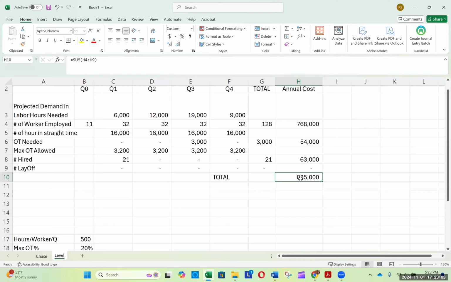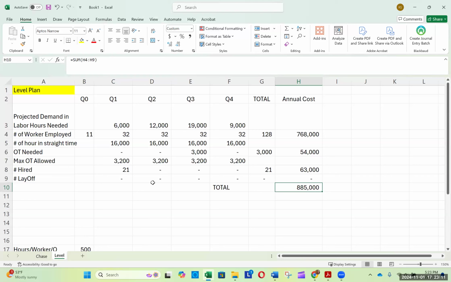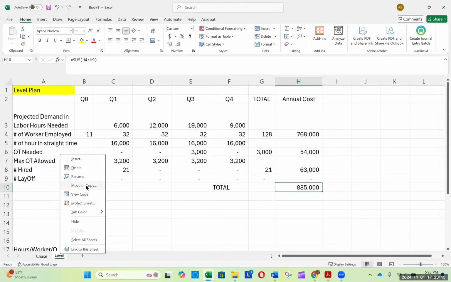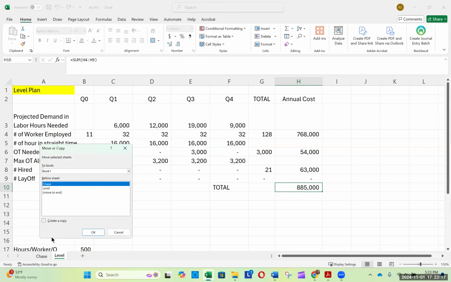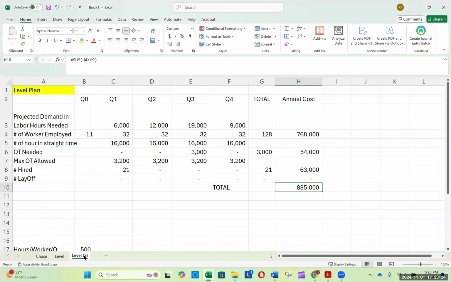Now, they also want us to do the chase. Okay, how many, you're constantly hiring and firing workers. Well, if you have the formula here correctly, I'm going to just copy this and create a copy, move to the end. Okay, and I'm going to call it not level, but I'm going to call it chase approach.